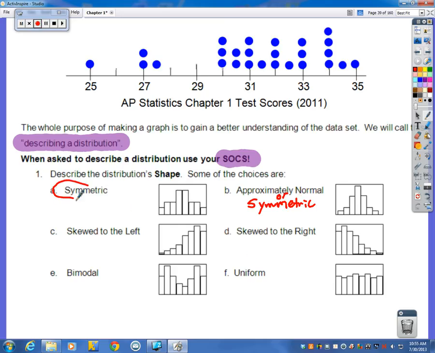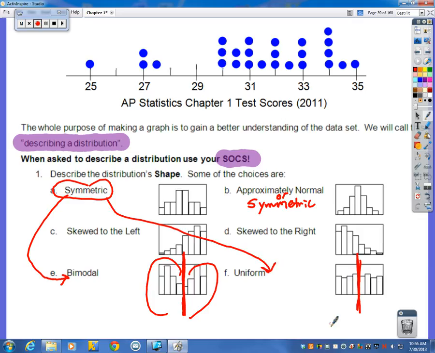but not everything that's symmetric is approximately normal, right? Because we could use symmetric for this bimodal picture. Symmetric means if you were to fold it in half, it would look the same on the left as it did on the right. And this kind of looks symmetric. Uniform means that it's roughly flat. It doesn't have to be exactly flat. You'll notice there's some little deviations in here, some variance. But again, if you folded this in the middle, the left and the right kind of match up, right? So we could use symmetric to describe a uniform distribution.